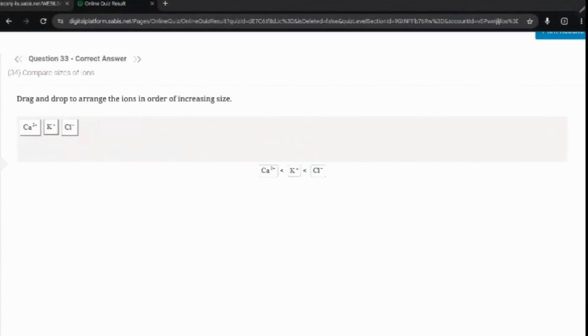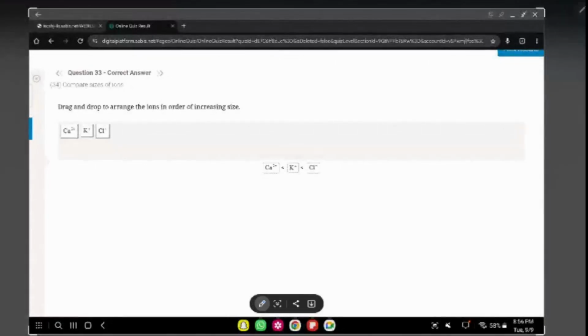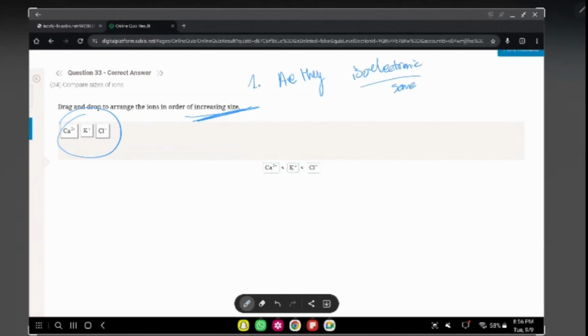Alright, arrange the ions in increasing size. I think I did something similar to this. These are all iso. Okay, before doing that, the first question you ask yourself when you're doing any question like this: are they isoelectronic? Isoelectronic meaning same number of electrons.